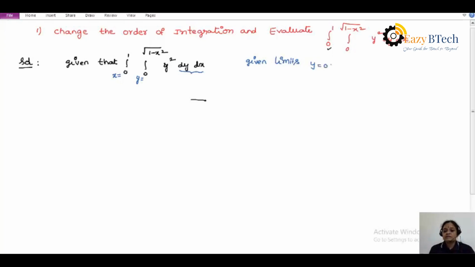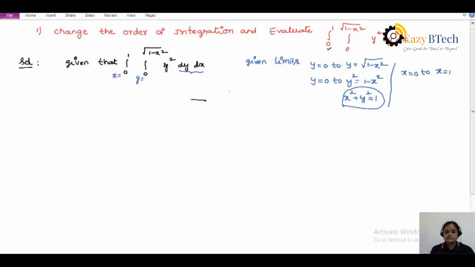y is equal to 0 to y is equal to root of 1 minus x square. Then, squaring on both sides, y square is equal to 1 minus x square. Then x square plus y square is equal to 1. That means a circle was given here. Then similarly, using the x limits, x is equal to 0 to x is equal to 1.